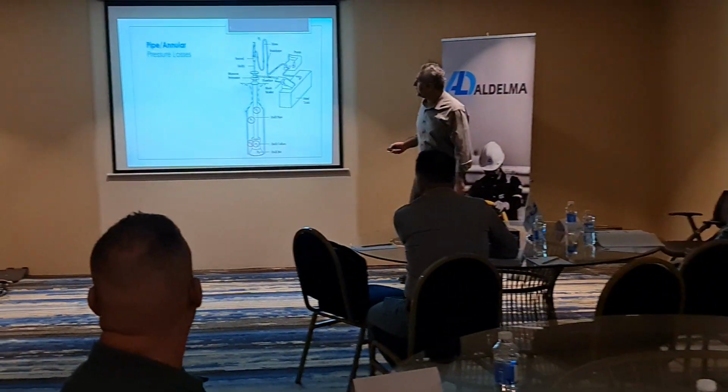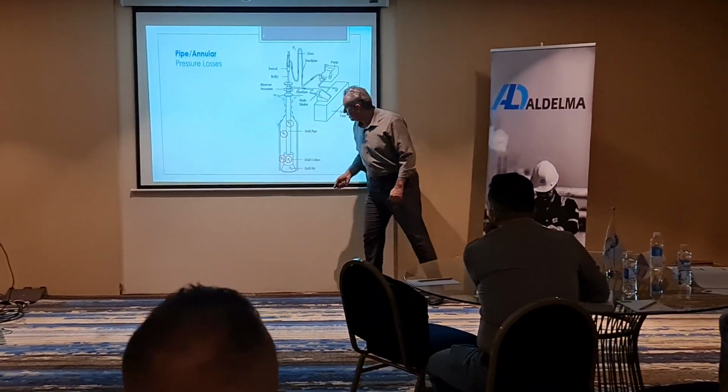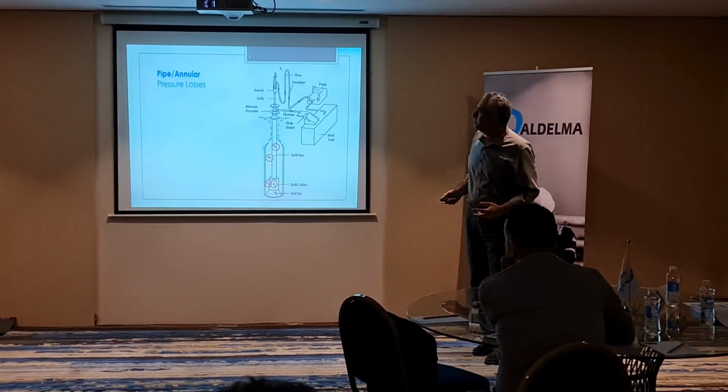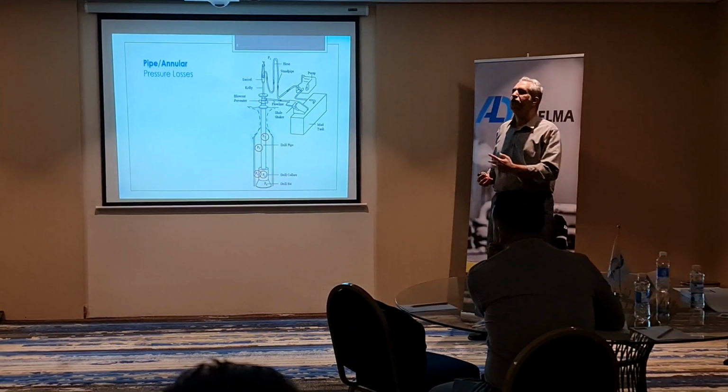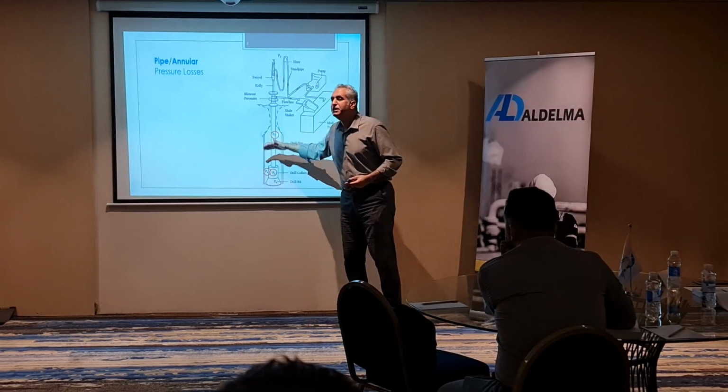Okay, it's the pipe and annular pressure loss. As I told you, we call it the parasitic pressure loss. These are not doing any job for us. This is one of the limitations.